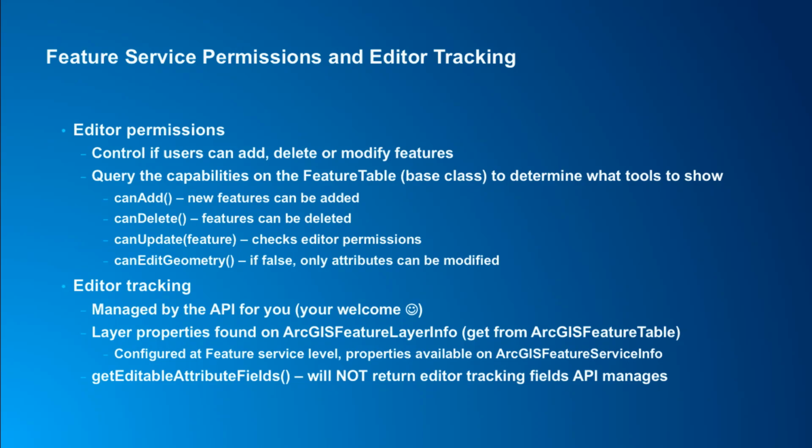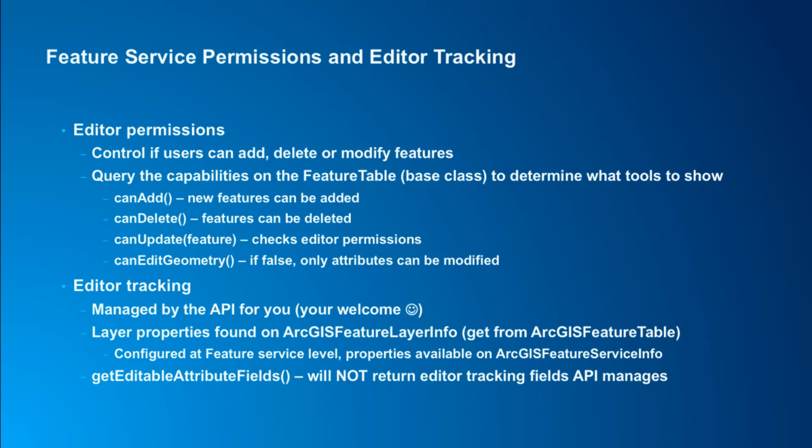I gave you an overview of those in each of the steps that you had before, and this just kind of consolidates it all into one place. But the feature table is where you go to find out what the capabilities are. Can I add, delete, update, specific to a feature, or edit the geometry? And then there's editor tracking, which kind of sits on top of that, which is essentially taking care of you, we basically do it for you. So you don't really have to worry about you updating the feature with the user's name. We take care of all that based on the logged in user.